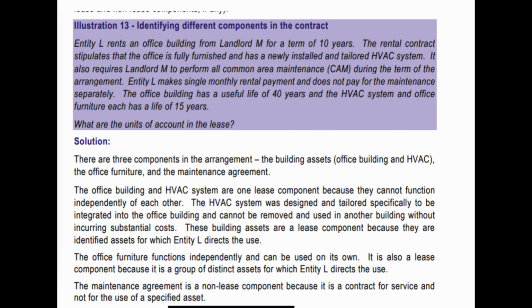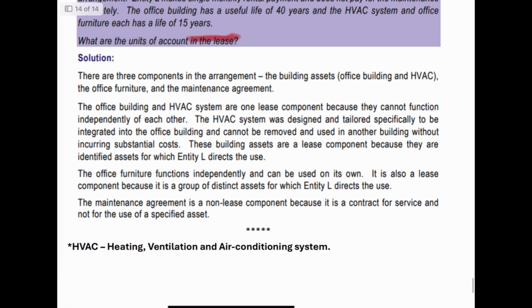We'll have to identify the units of account in the lease. Here there are 3 components in the arrangement: one, the building asset, that includes the office building and HVAC together; two, the office furniture; and three, the maintenance agreement. So there are 3 components. The office building and HVAC system are one lease component.